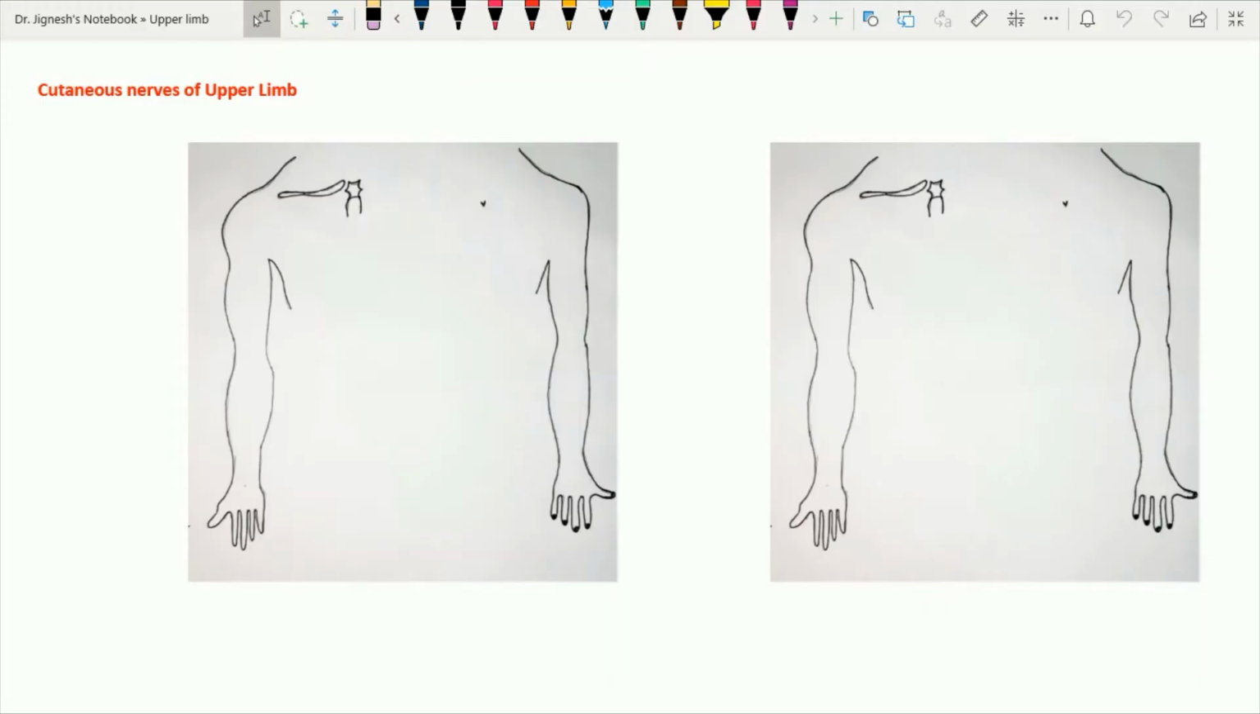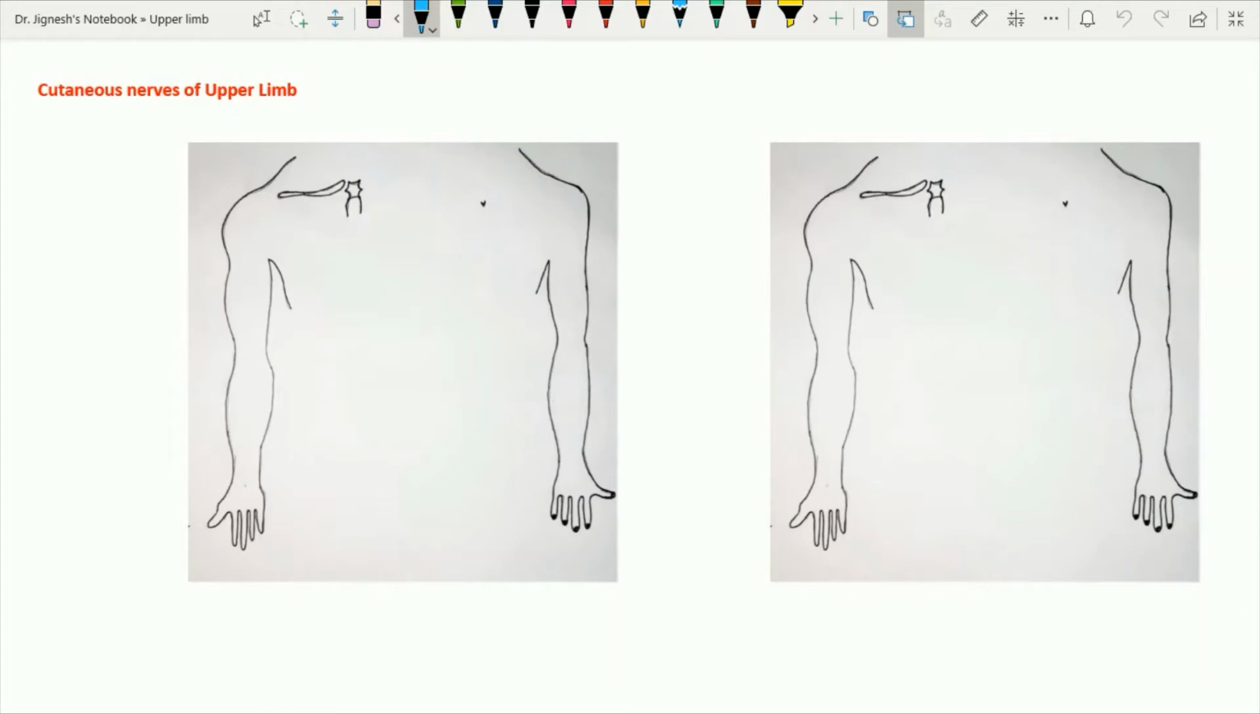Hello friends, let's see the cutaneous nerves of the upper limb. In the previous part of this lecture, we have already learned the superficial veins as well as the lymphatics, along with that we also learned in detail of the axillary lymph nodes.